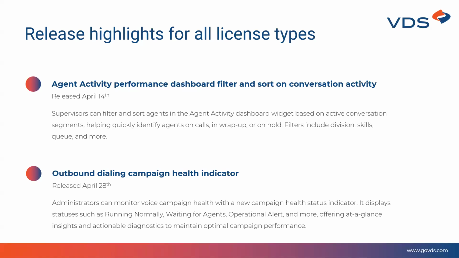The new health indicator includes different statuses like running normally, waiting for agents, operational alerts, configuration alert, things of that nature. There's also a campaign diagnostics dialog box that provides additional details about underlying conditions that could be impacting the campaign's health. Overall, it's an update to give you more data points for the outbound campaigns, queues, and agents, making it easier to detect and resolve issues before they have an impact on operations. Really helpful, specifically if you utilize the outbound campaigns within Genesys.